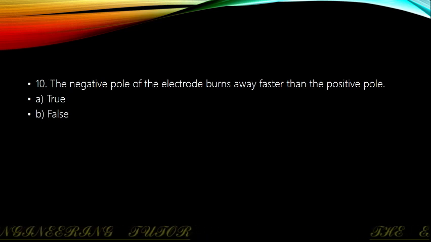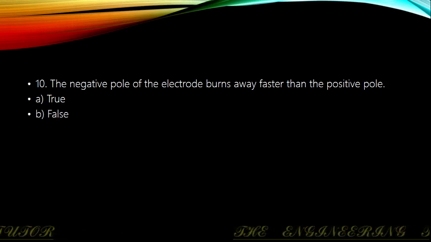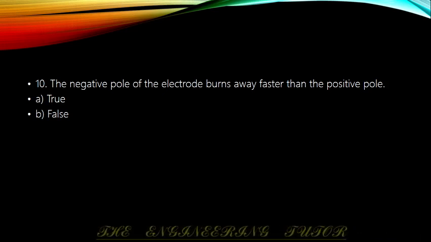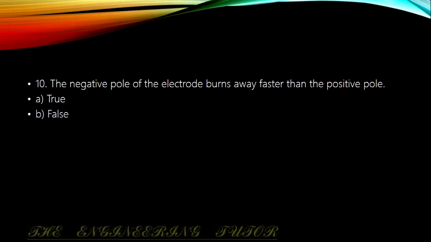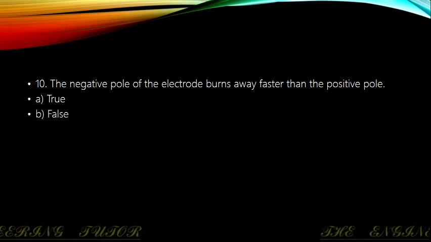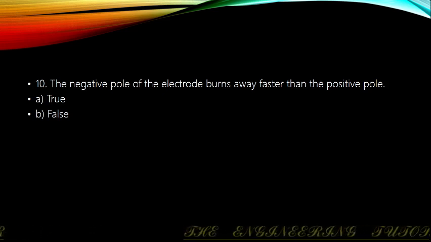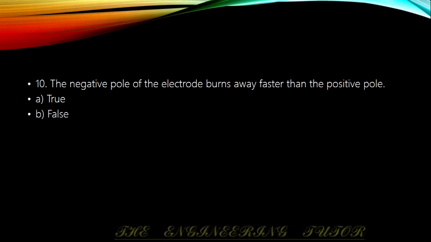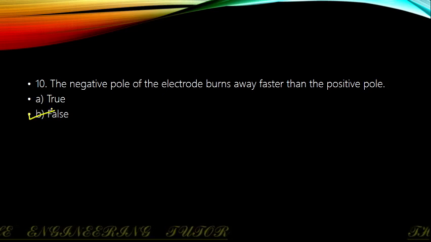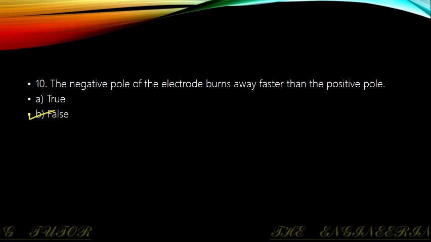Our last question. The negative pole of the electrode burns away faster than the positive pole. Is it true or not? During the welding operation, in an arc welding process, the positive pole of the electrode experiences two-thirds of the heat and the negative pole experiences one-third of the heat. Hence, the positive pole burns away faster than the negative pole. So, we can choose the false option. Positive pole has the greater burn away percentage.